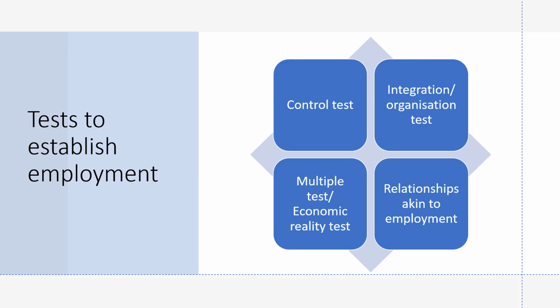We have four broad tests. The first two are the oldest tests and probably not in as much use, and a little harder to prove now as well. But of course, we need to look at these as a sort of mental checklist. So we consider the control test first, and we'll explore that. We then look at the integration and organisation test, the multiple or economic reality test, and then the easiest one to prove really, the relationship akin to employment.